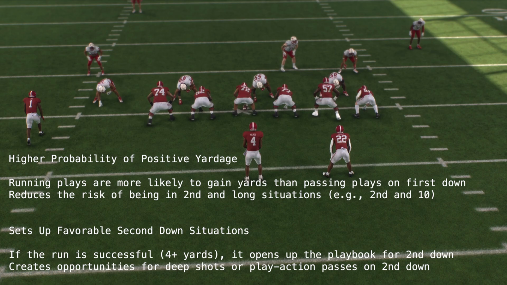So what I mean by that is if I throw the ball on first down and it's incomplete, then the opponent can essentially guess with pretty high probability that on second and third down, I am going to pass the ball. So they can come out in defensive formations that prioritize defending against passes, and I am less likely to succeed because I had to play for 0 yards on first down.